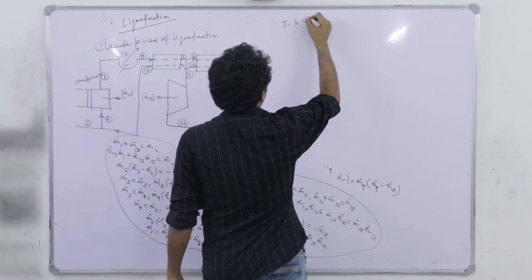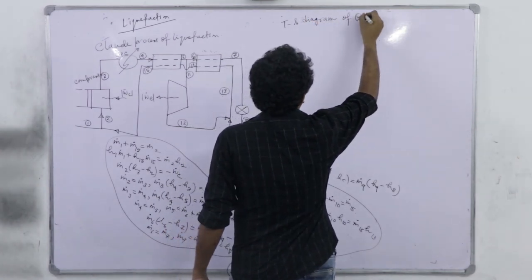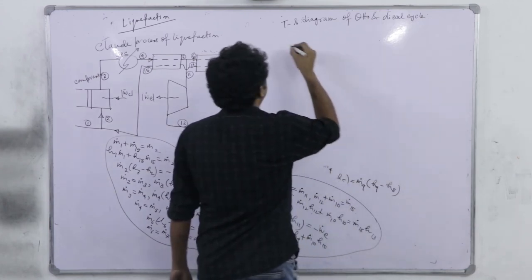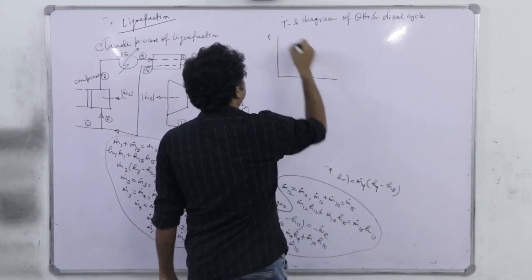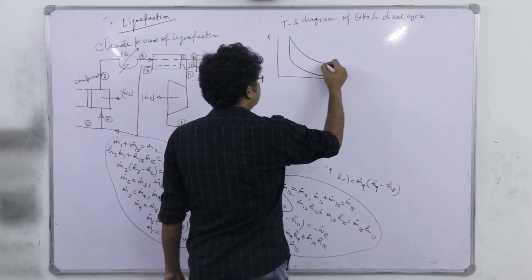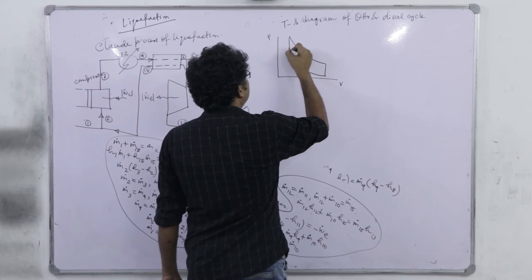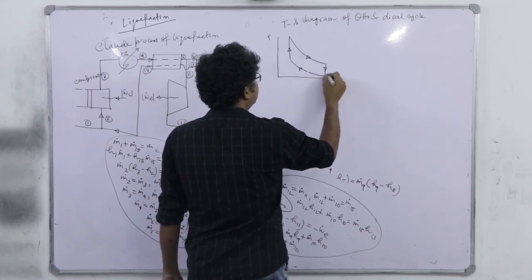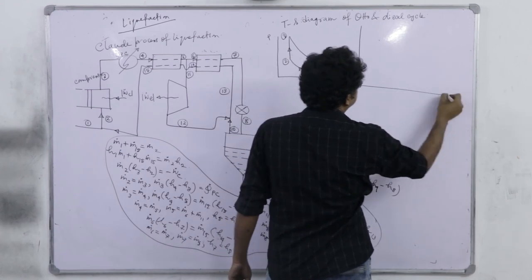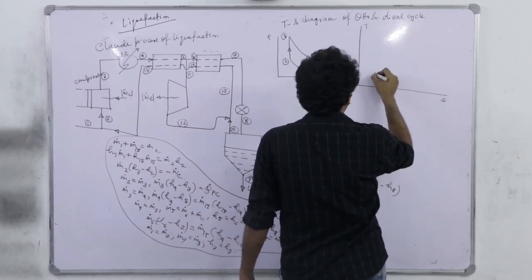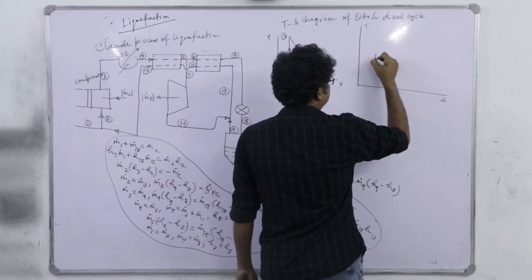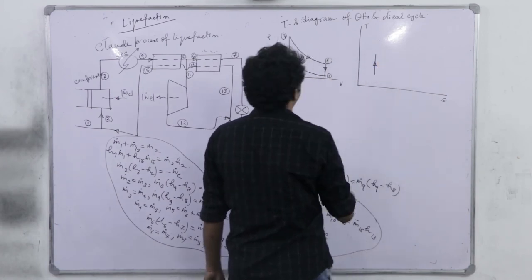So, TS diagram of Otto and diesel cycle. In PV space, how does an Otto cycle look? Two isochoric steps connected by two adiabatic steps, 1, 2, 3 and 4. So, in TS, 1 to 2 is a reversible adiabatic step, so entropy remains constant. Next, it is an isochoric step like this.